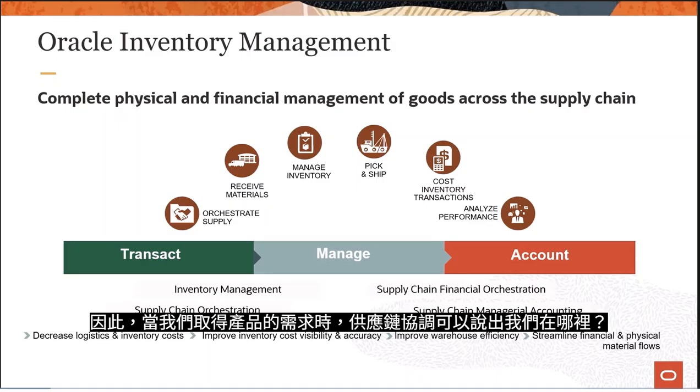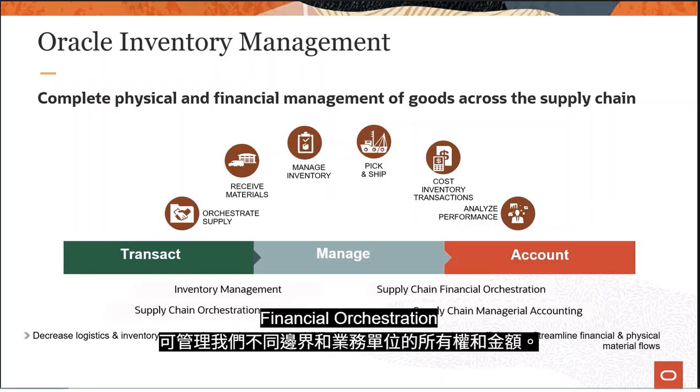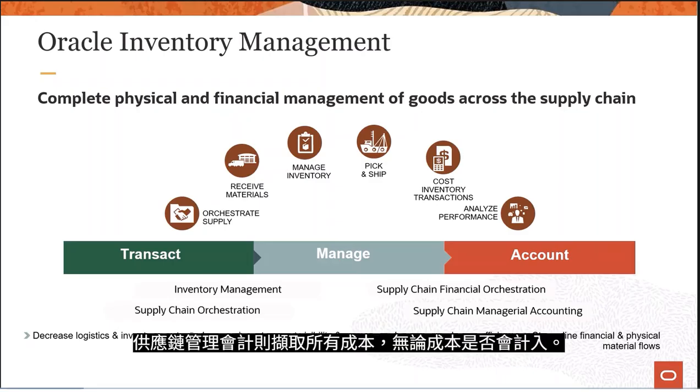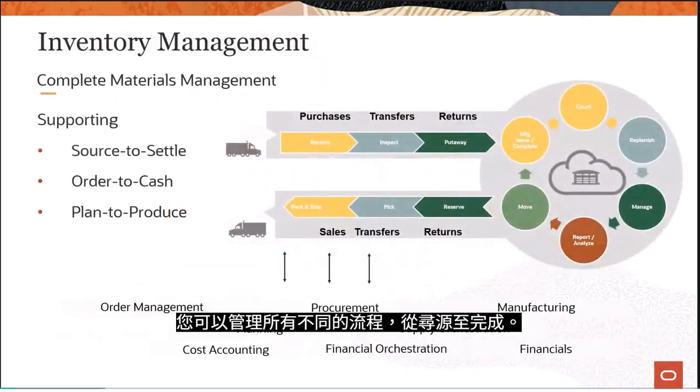Additionally, down at the bottom, we have supply chain orchestration. So when we do get demand for our product, then supply chain orchestration can say, where should we get that? Where should we build it? Financial orchestration manages the ownership and the dollars that could flow across our different borders and business units. And supply chain managerial accounting is capturing all the costs, whether it's receipt accounting, landed cost, you're doing standard cost, average cost, whatever the case might be, the system will keep track of it. You can manage all your different flows.